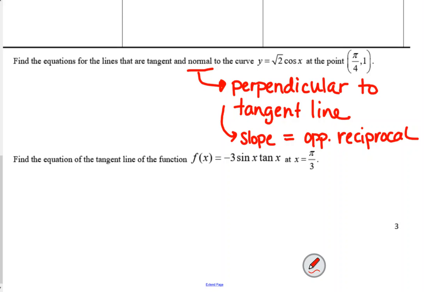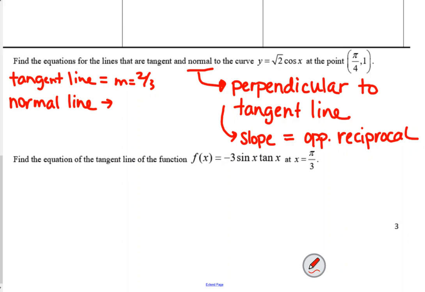So if, for example, we did a tangent line problem and let's say the tangent line had a slope of 2/3, then writing the normal line, everything else would be the same except I'd use the same point, but I'd be using a slope of -3/2. Okay?